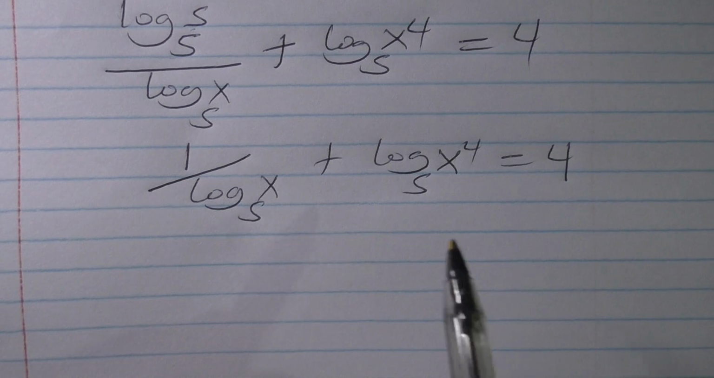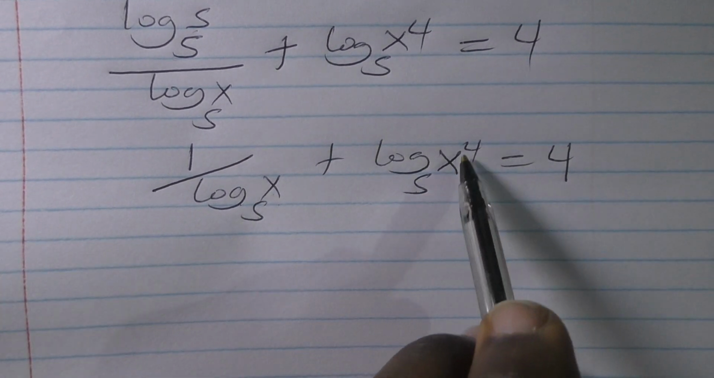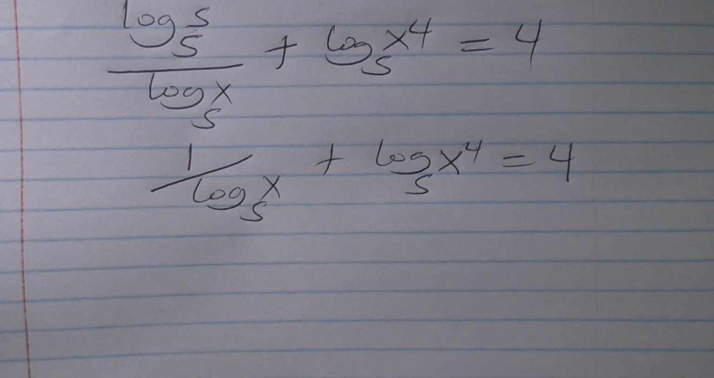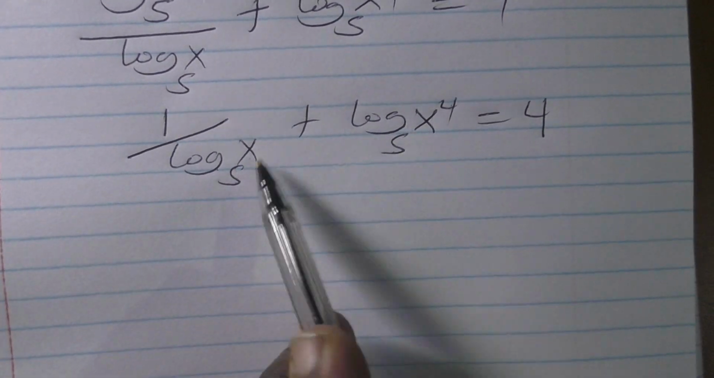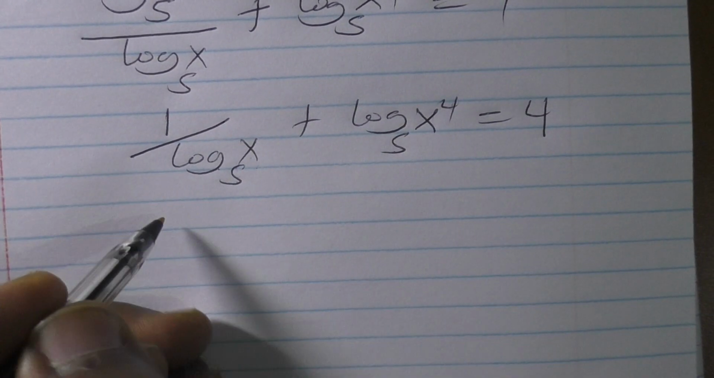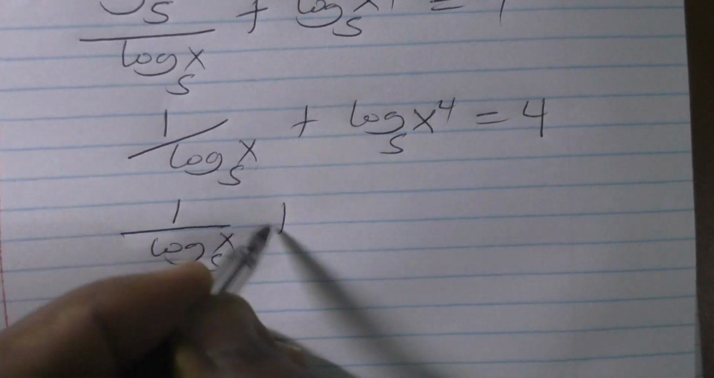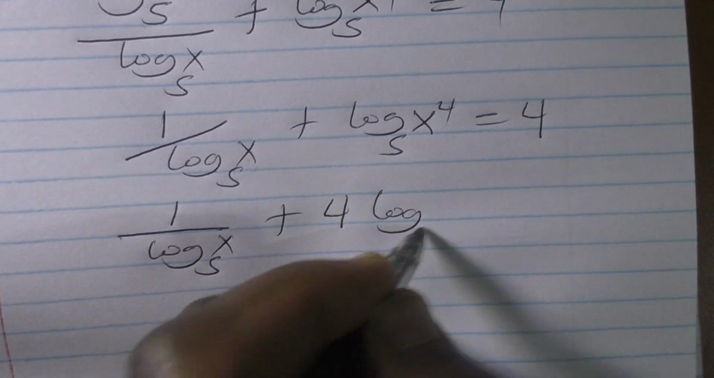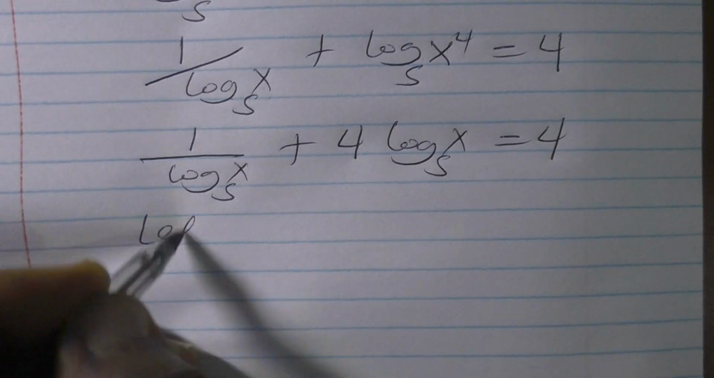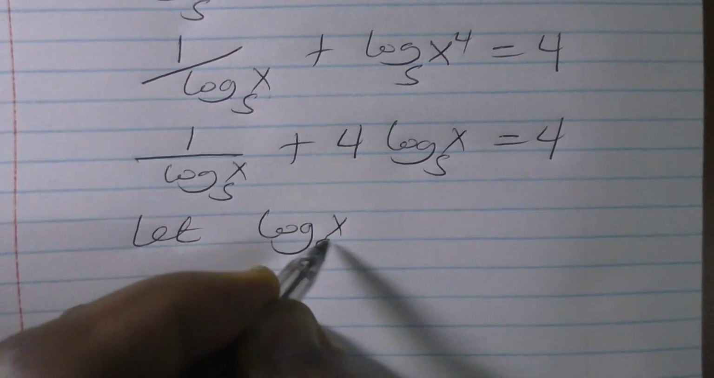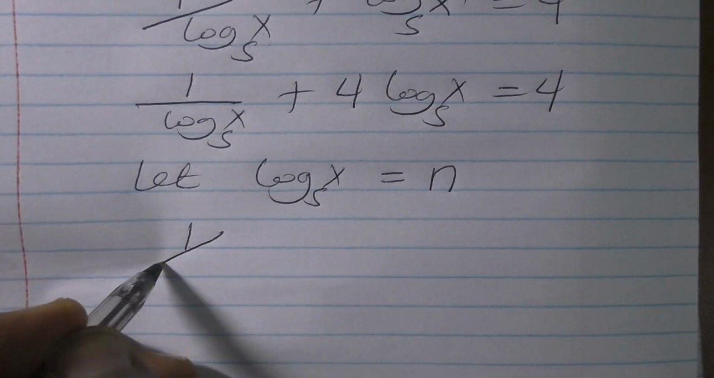But now I have log of 5x to the power 4, so let us take this 4 back down because we want to have the same expression, and we simplify. So that gets us 1 over log of 5x plus 4 log of 5x equaling 4. So we shall let log of 5x equal to n, so that we get 1 over n.